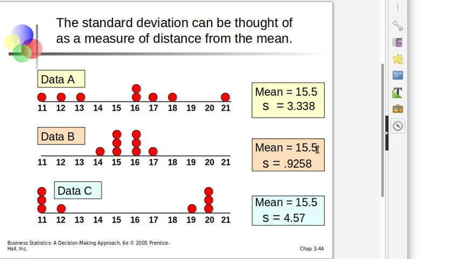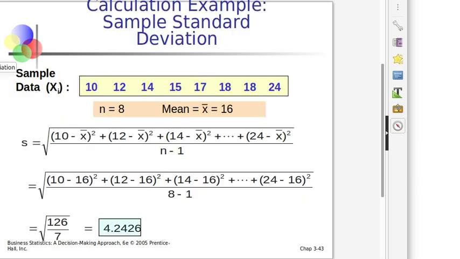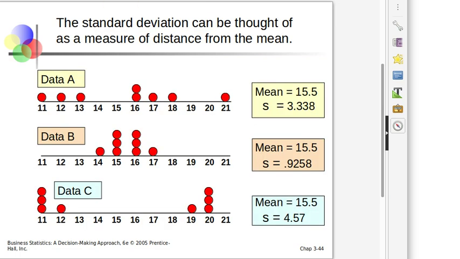If you add all that, the mean is still 15.5, but the standard deviation, if you apply this formula, would be different. It's now only 0.9258 because they are compact.